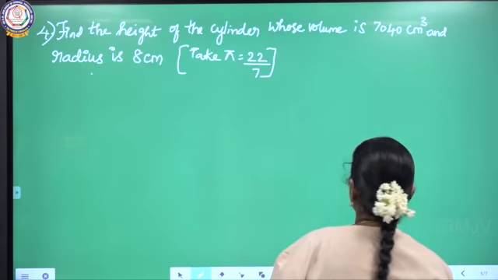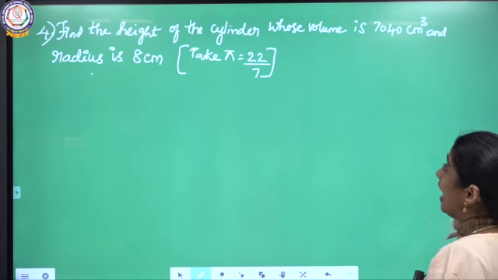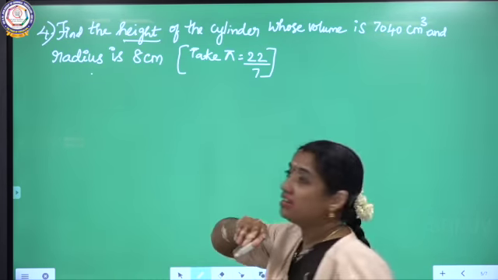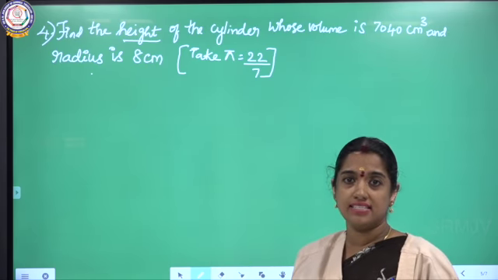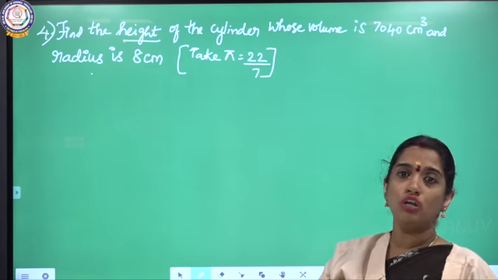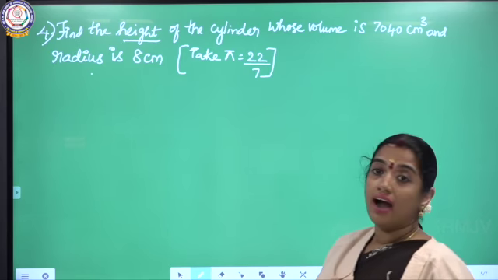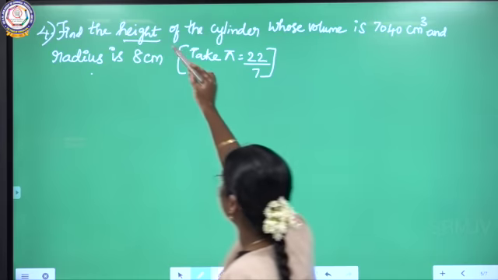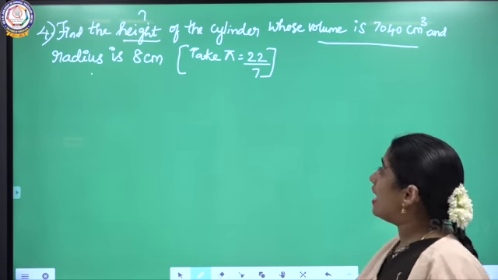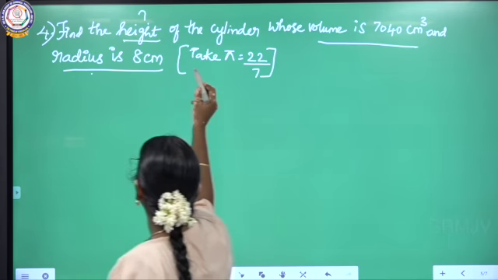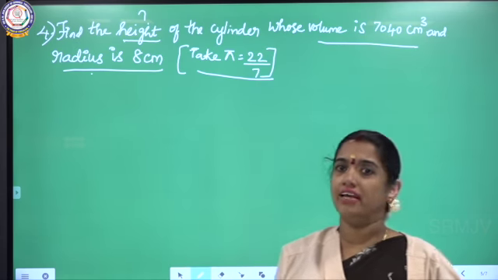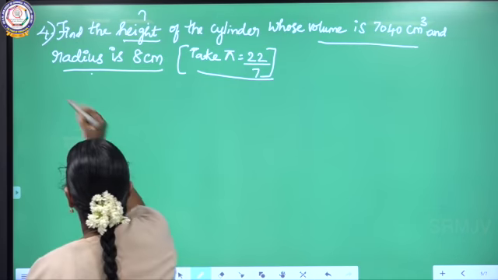Shall I move on to the next sum? Find the height of the cylinder. I am going to find out the height. See, for the previous sum they gave the radius and the height, height is length, and I was to find the volume. But in this sum, I am going to find the height of the cylinder, and the volume is given as well as the radius. I am going to take the pi value to be 22/7. Is it clear?